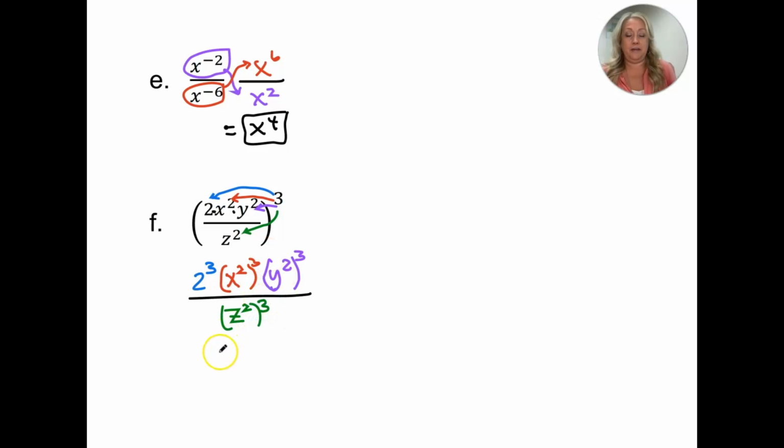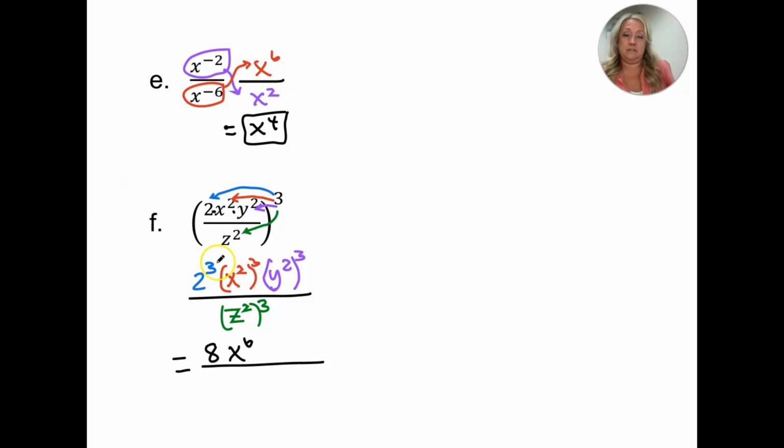All right, so now we got to simplify more. All right, so let's look at this and simplify this all. So 2 to the 3rd power is 2 times 2 times 2, which is going to give us 8. Then x to the 2nd power raised to the 3rd power. We're going to multiply those exponents together, because remember that we said back in our properties of exponents, a power raised to a power is going to be multiplication. So that's going to be x to the 6th power.